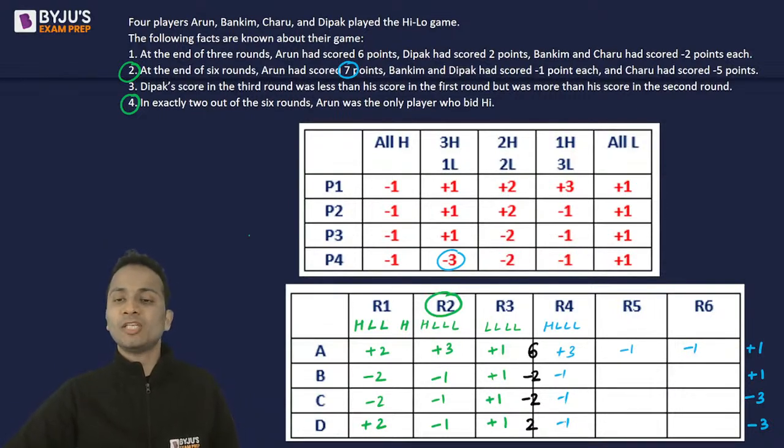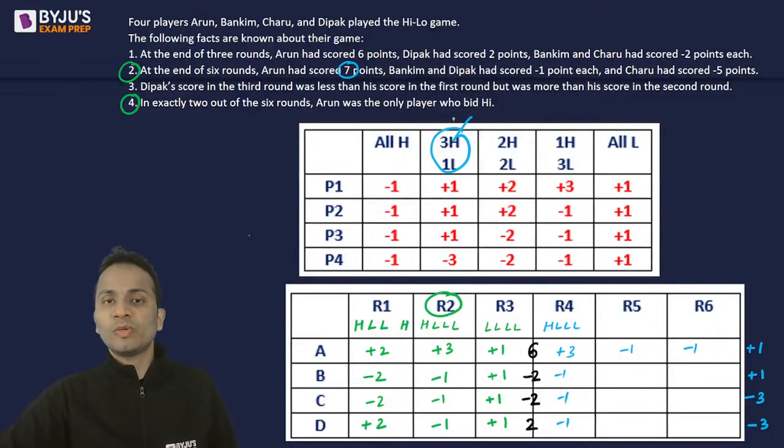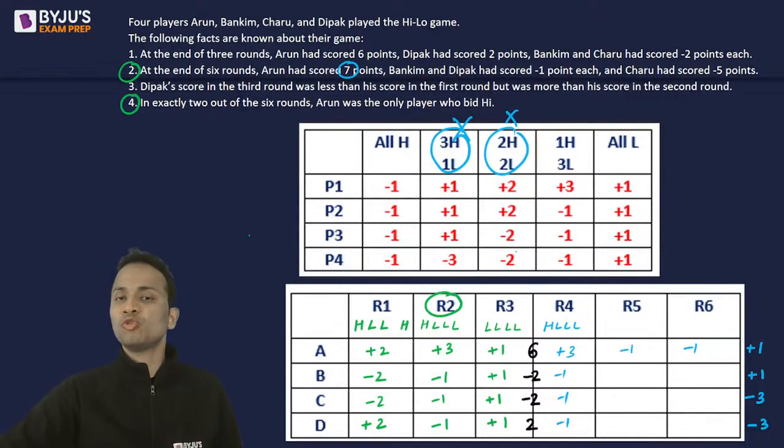Now for C and D, let's see what possibilities can be there. Now both are already at -1 and their net score has to be -3, right? Now already A has got -1. So let's see which of the above possibilities cannot be there. So where is -1? Here 3 high and 1 low does not have any score of -1. So this is out of reach. This one is also out of reach because it has +2, +2, -2, -2, right? All lows is also out of reach because it has all +1s. So now I have only this and this as the possibilities.